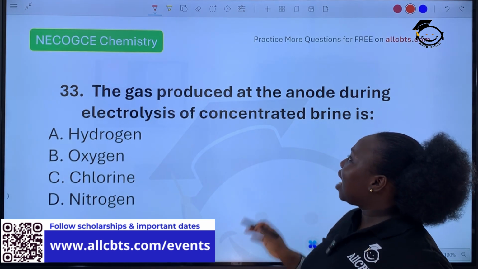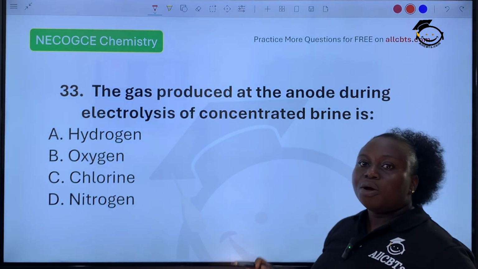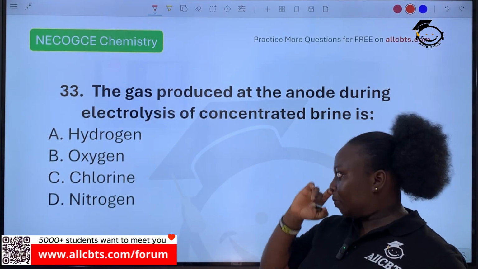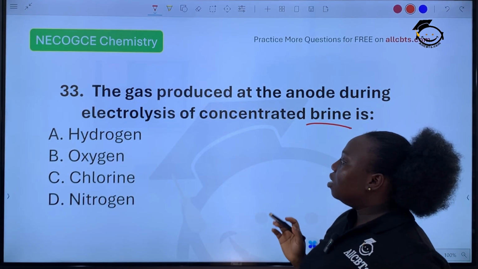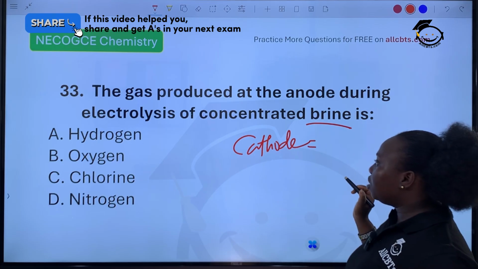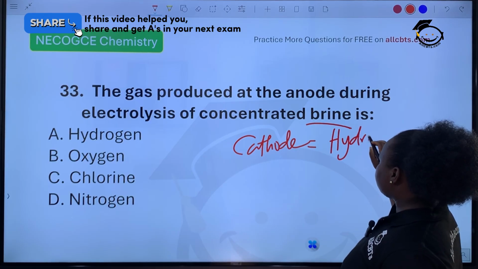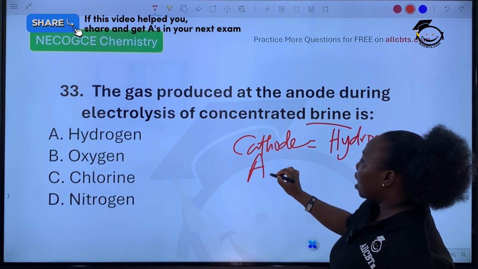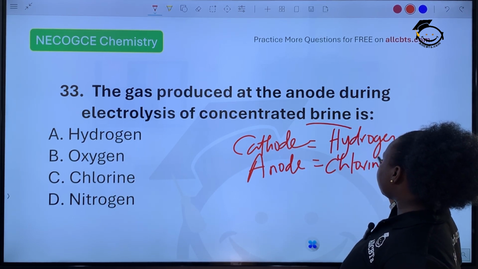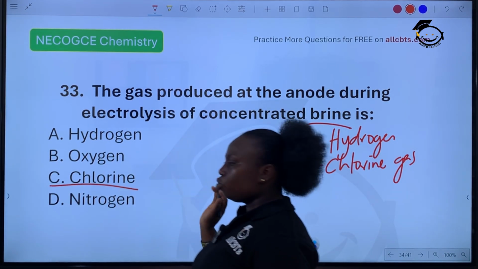Number 33, the gas produced at the anode during the electrolysis of concentrated brine is what? Brine is just water that they have added NaCl to. That's what they call brine. Now, at the cathode of this reaction, the gas that will be produced is hydrogen gas. While at the anode, the gas that will be produced is chlorine gas. And they're asking us for the anode, so our answer here is option C, chlorine.